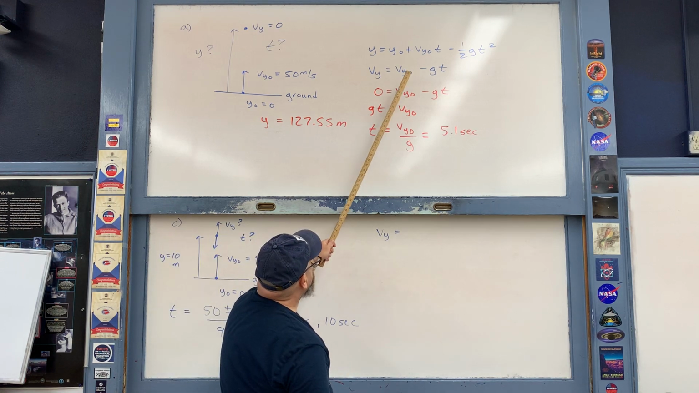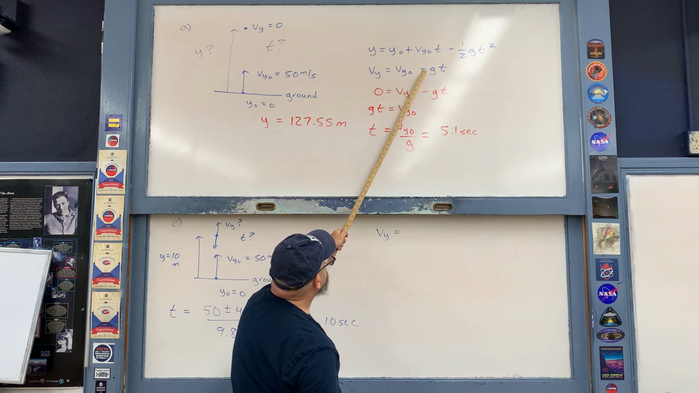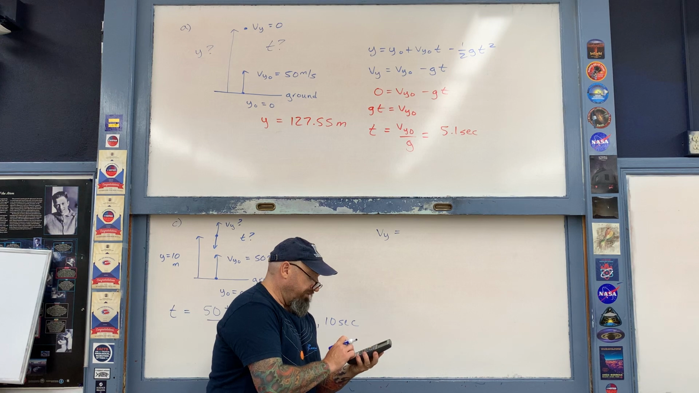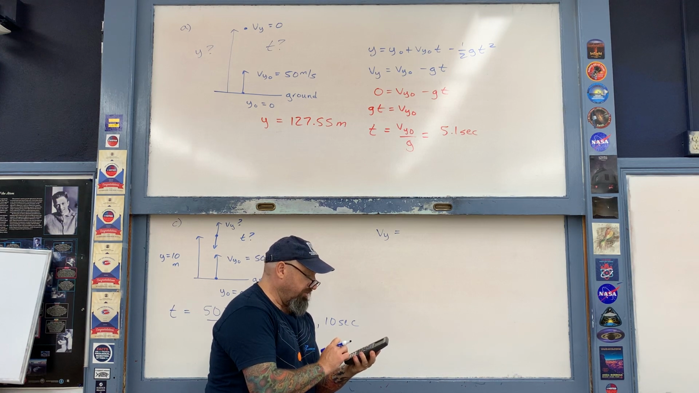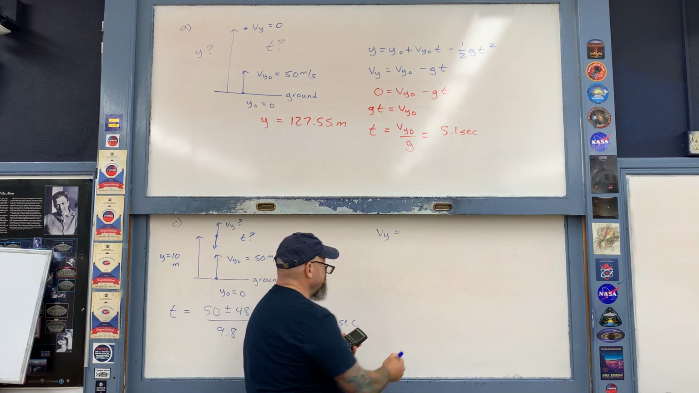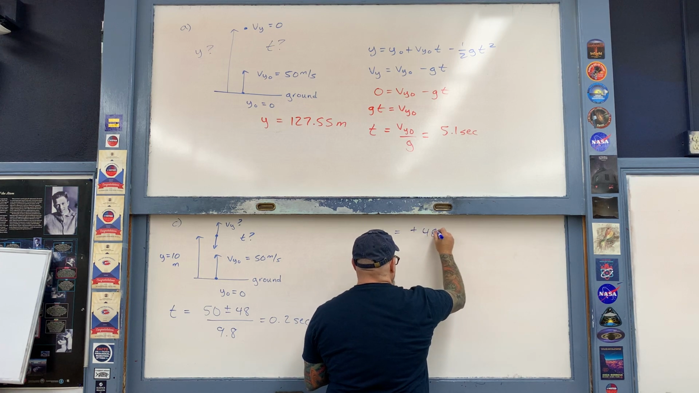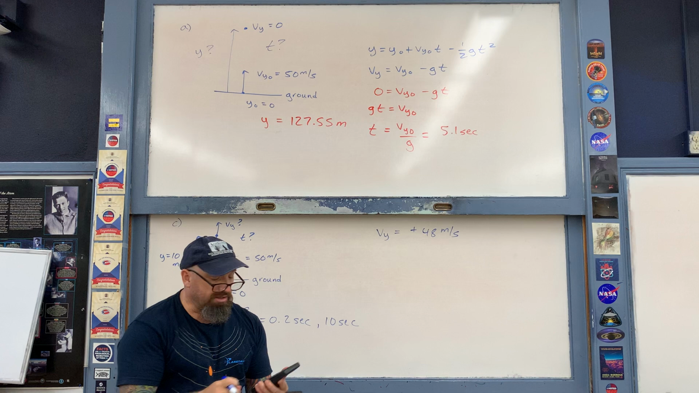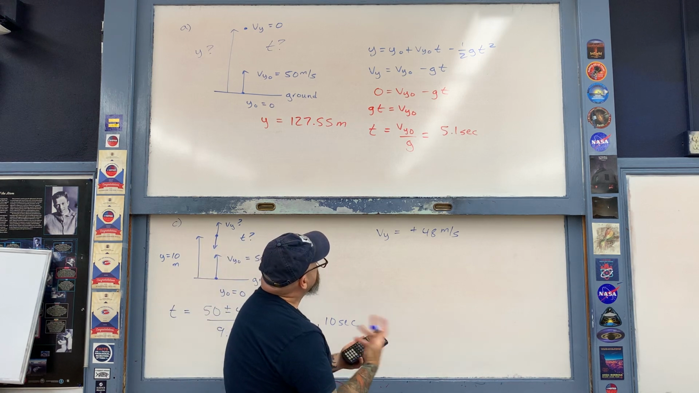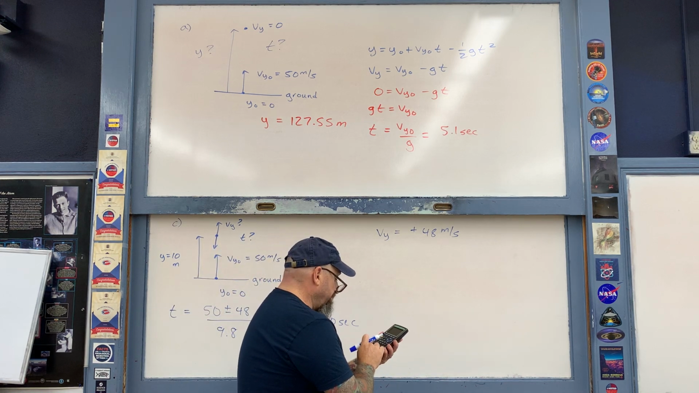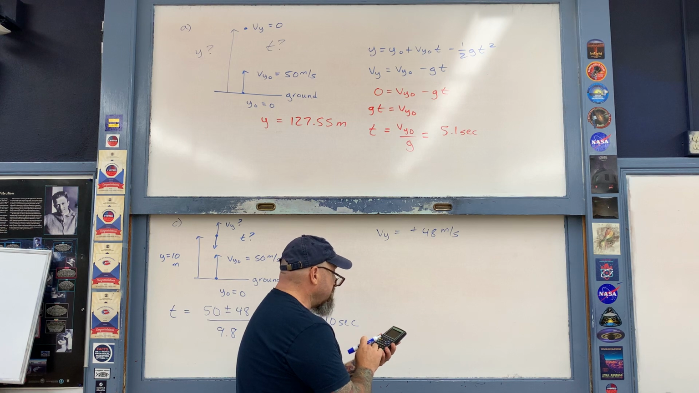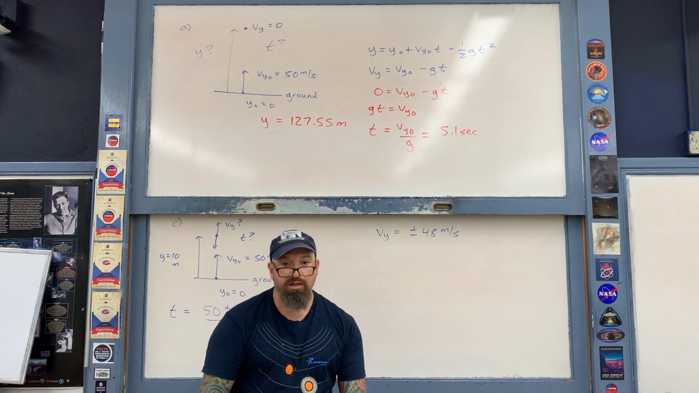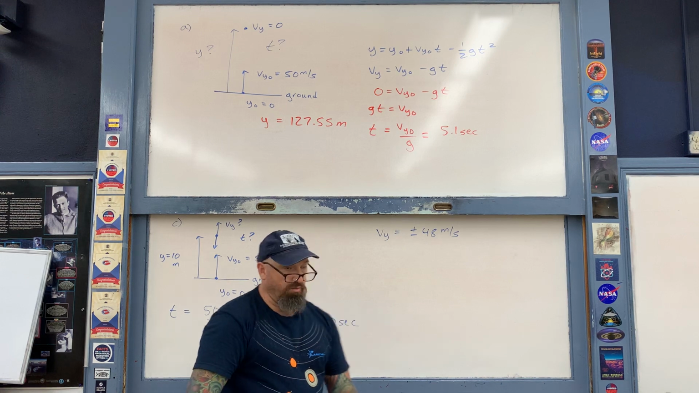First of all, on the way up, we're going to have 50 minus 9.8 times 0.2. And this works out to be positive 48 meters per second. And then watch what happens on the way down. On the way down, we'll use the time of 10 seconds. So 50 minus 9.8 times 10, this comes out to be negative 48 meters per second, once on the way up and once on the way down.